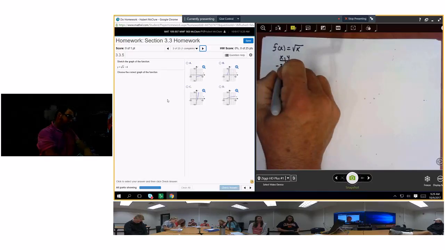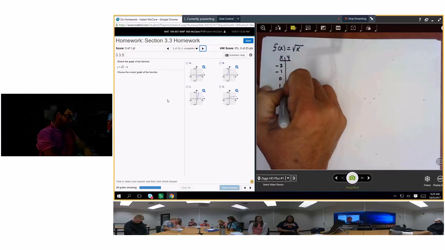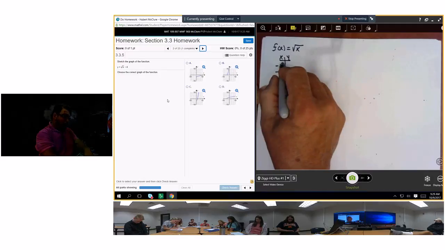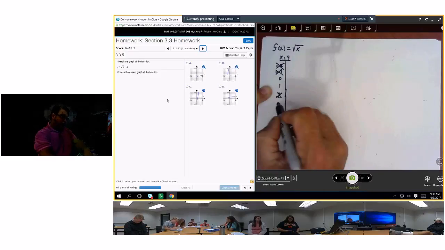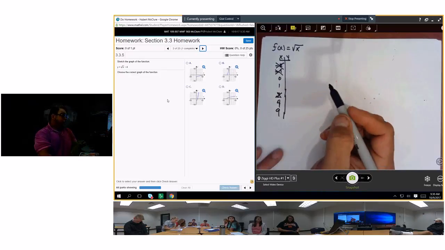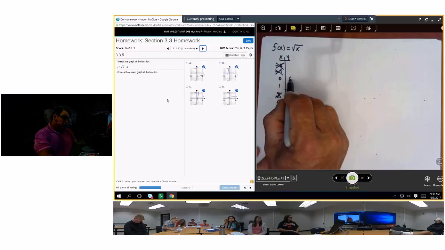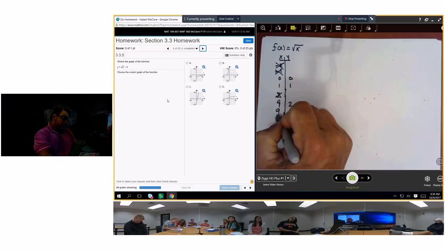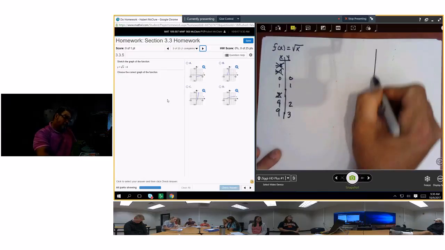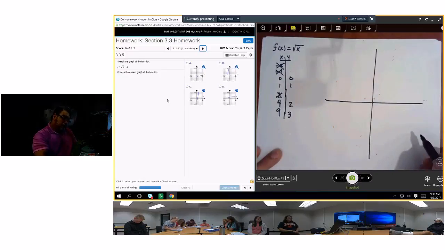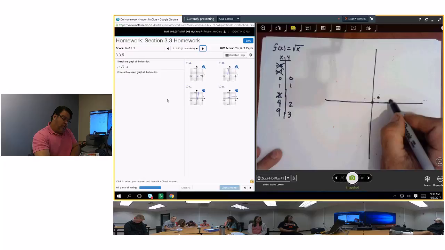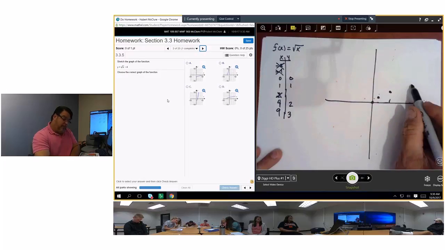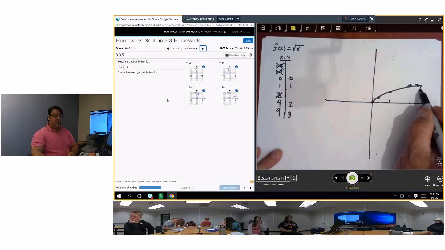Negative 2, negative 1, 0, 1, and 2. Now I'm not going to use those because the negatives don't work. And I'm not going to use 2 because that's not a good square root. I'm going to use 4. I'm going to use 9. Okay? So, square root of 0 is 0. Square root of 1 is 1. Square root of 4 is 2. Square root of 9 is 3. So we go to our graph paper. And 0, 0, 1, 1, 4, 2, and 9, 3. So there's our basic model.